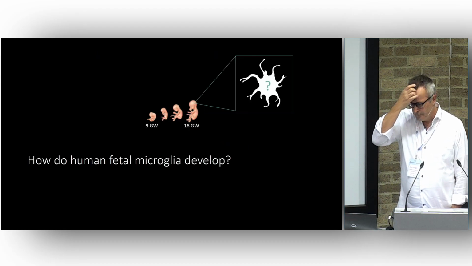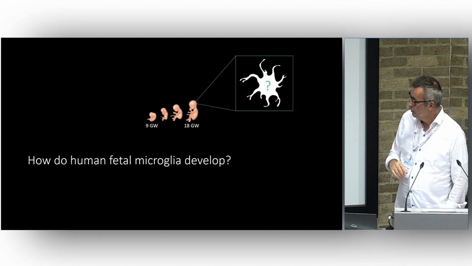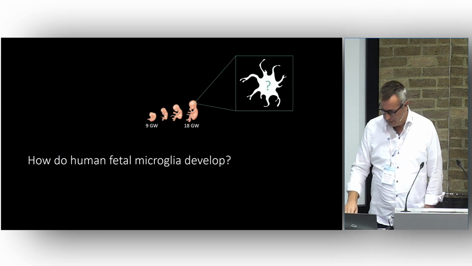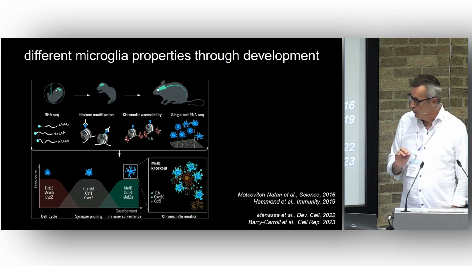So then we moved to the other end of the spectrum, and we looked in human fetal brain development. So we had a very simple question: how do microglia mature or develop in the human fetal brain? When we started this work, not much was known about humans.